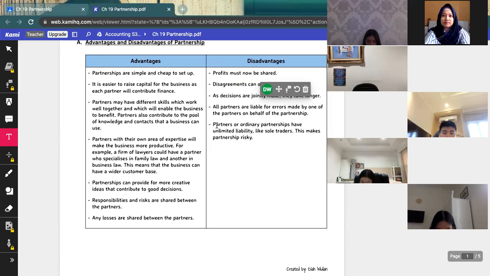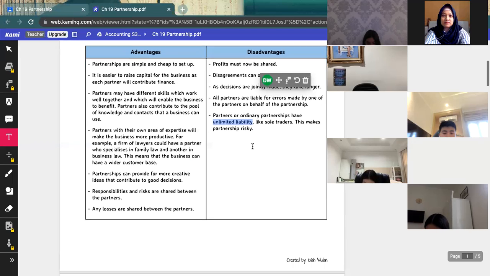Next, partners in ordinary partnerships have unlimited liability. This is the same as a sole trader. It means partnership is risky. If you still remember what unlimited liability is, it means that the personal assets of the owner and the business are not separated. If the business fails or goes bankrupt or is liquidated, personal assets of the owner might be taken to pay the debts. So this is the danger of partnership. It has unlimited liability.